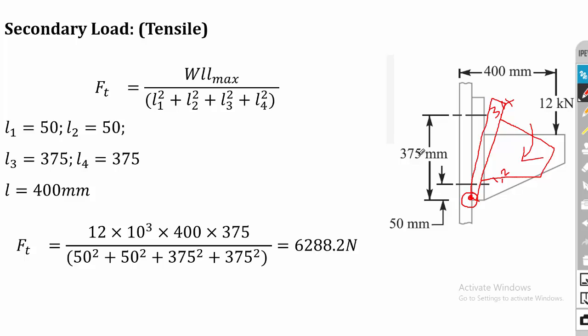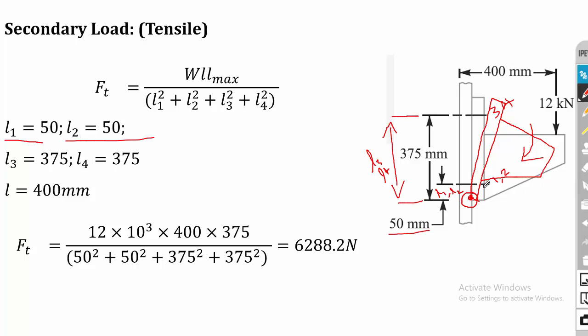So first we'll calculate L1. L1 is the distance between the pivot point and bolt number 1. So this is L1, and L2 is also the same. Then L3 and L4 are the distances between the pivot point and bolt 3 and bolt 4. So here you can see that this distance is 50 mm. So L1 is the same as L2. L1 and L2 are equal to 50 mm.